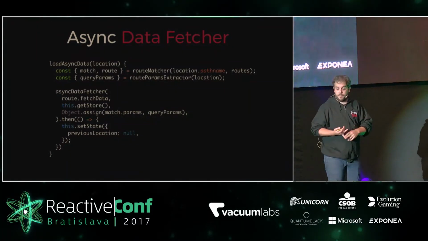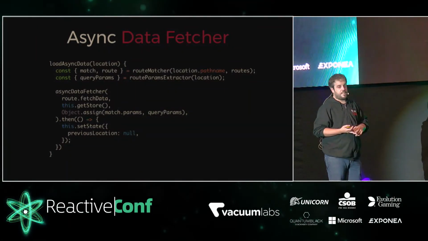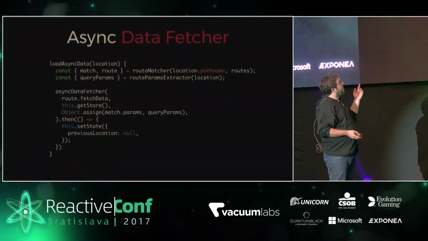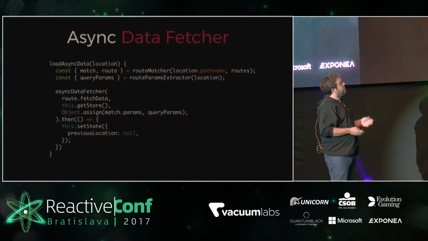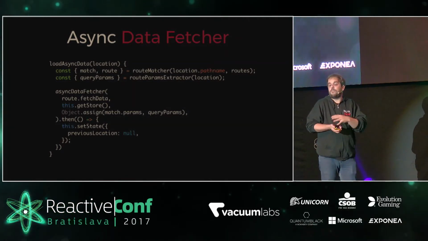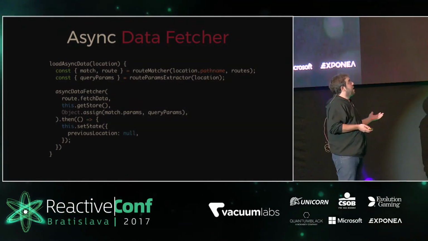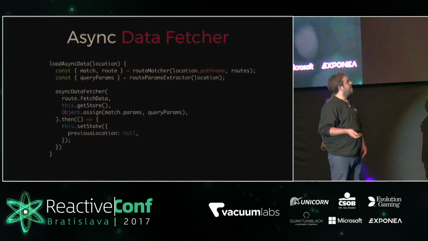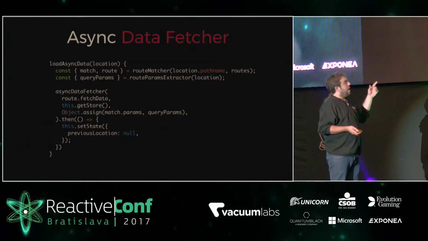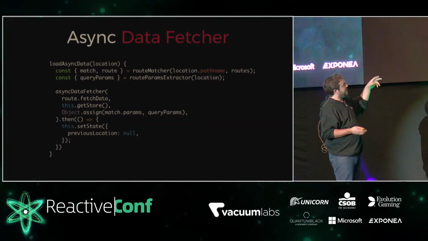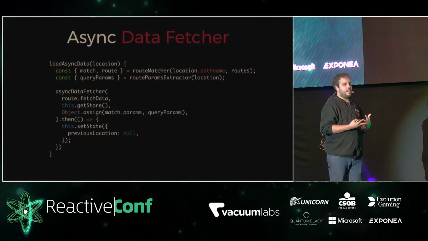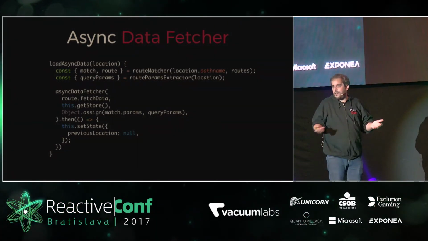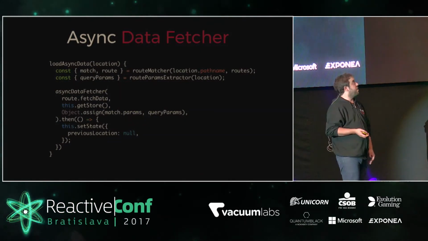The way to load the data is quite easy. We get the route from the path name. We extract the parameters from the path name and also from the query string. And we call this async data fetcher function, which only goes and asks for the information from the server and feeds it to the store. We are using Redux. And as you can see, we do some kind of Object.assign to merge the parameters that came from the path name and also from the query string. So if we are on page 2, we are also sending that information to the server.